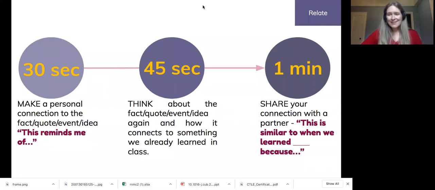For about 30 seconds, I'm going to show you a graph. It could be any text or any visual, but this is going to be a graph. You're going to have 30 seconds to make a personal connection. You're going to think to yourself, this reminds me of, using that sentence frame. You could jot down some ideas or just keep them in the back of your mind. Then we're going to look at that same graph again, but this time I would like you to think about how it connects to something that you already know or something you've already learned. And then after that 45 seconds where you're making some connections, you're going to have a minute to share your ideas in the chat with other people.